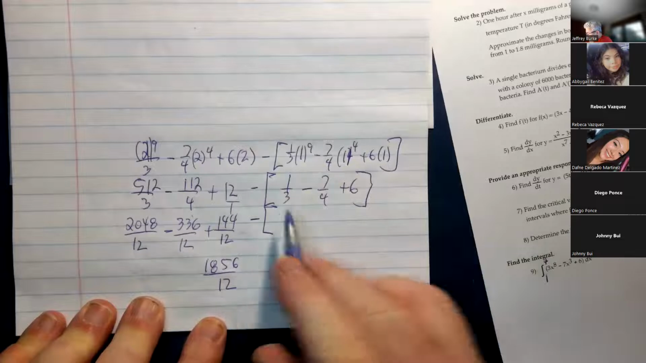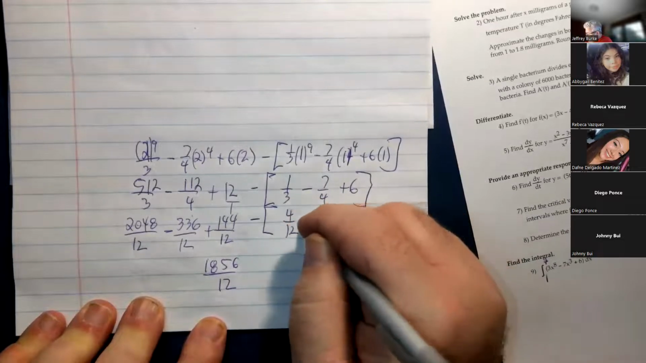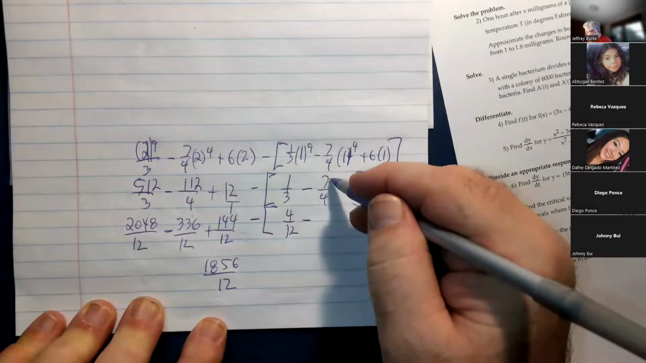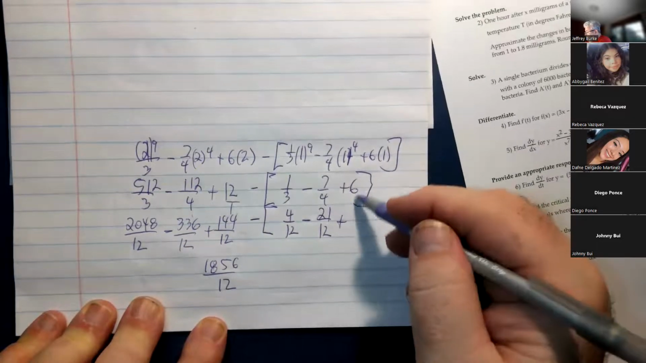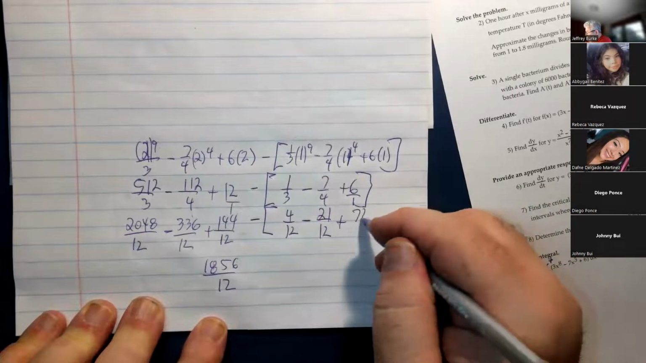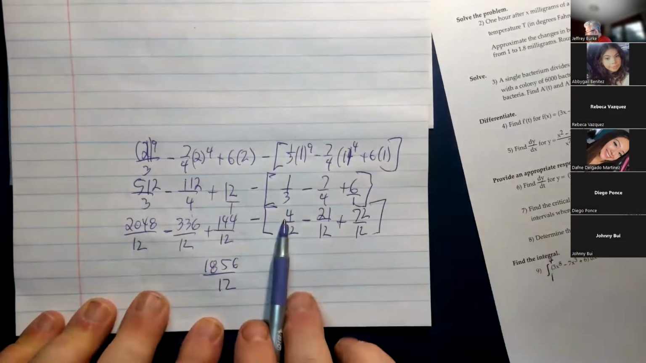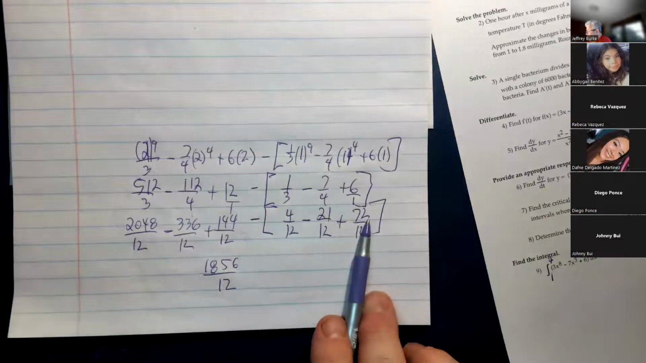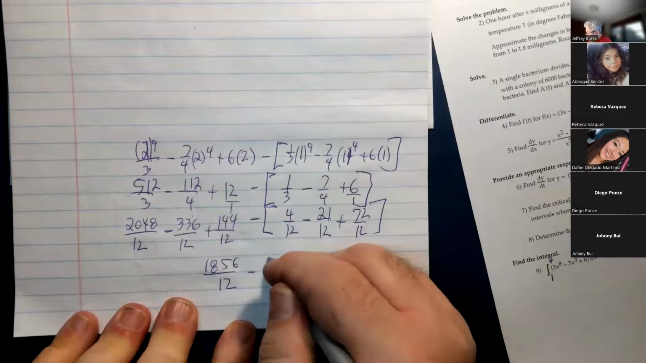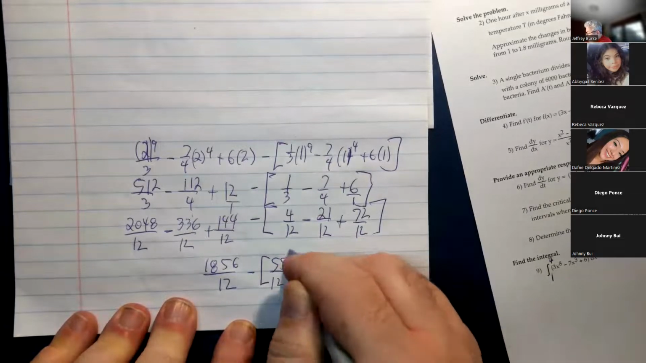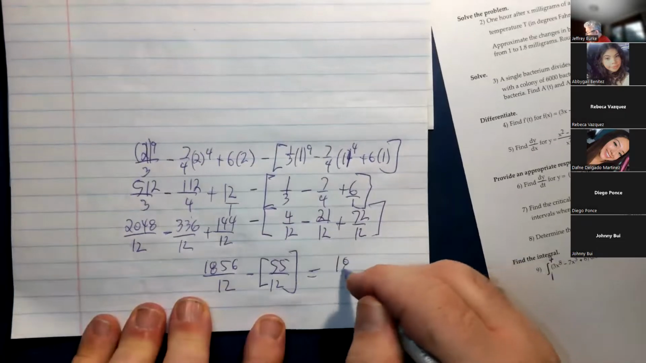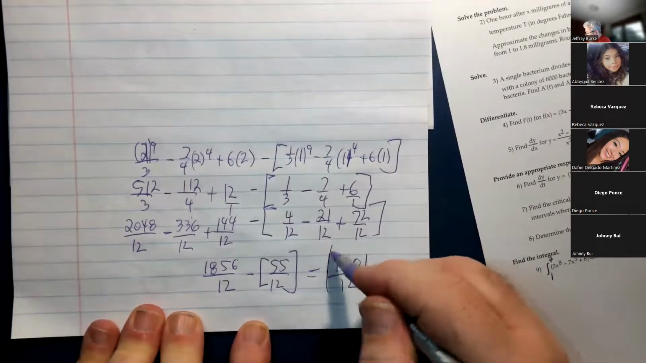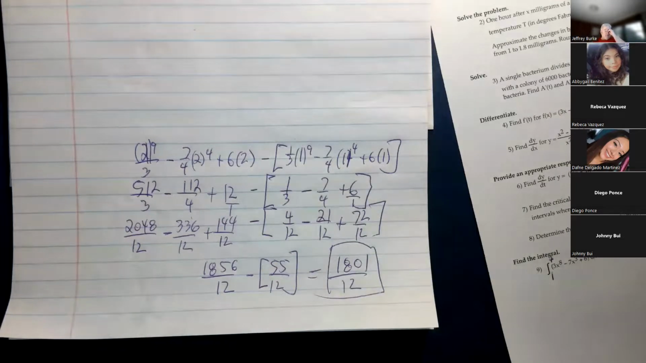Minus, what is this quantity going to be? This is going to be 4 over 12 minus 21 over 12. I'm going to multiply this over 12, so that's going to be 72 over 12. 4 minus 21 is negative 17. Negative 17 plus 72 is going to be 55. So this will be minus 55 over 12. So 1856 minus 55. Oh. And that will be the final answer to that question.